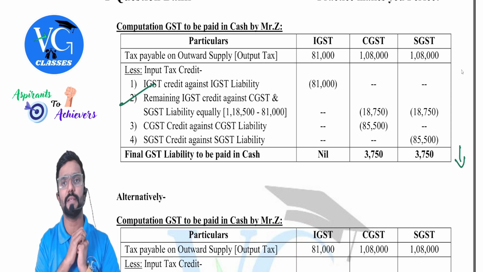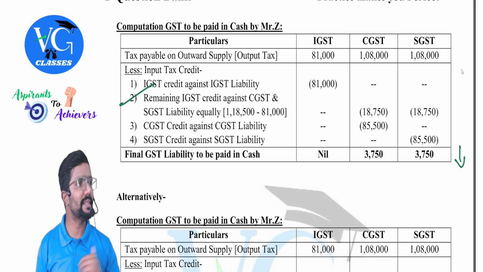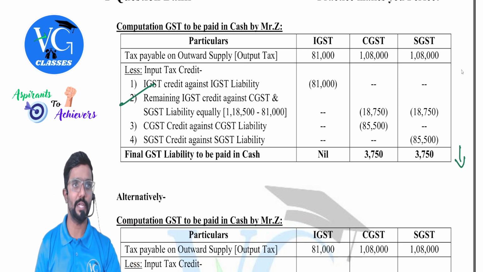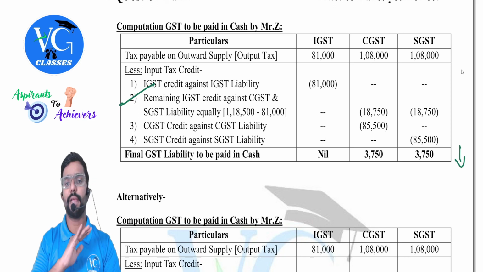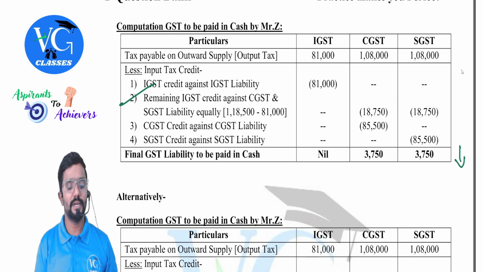So what I am doing is splitting the 37,500 between CGST and SGST. Equally, how much will we get? 18,750 each. Why that, also I will tell you. First, let me finish it. Okay, 18,750 each I am taking. Okay, sir. Second step done. Third step.